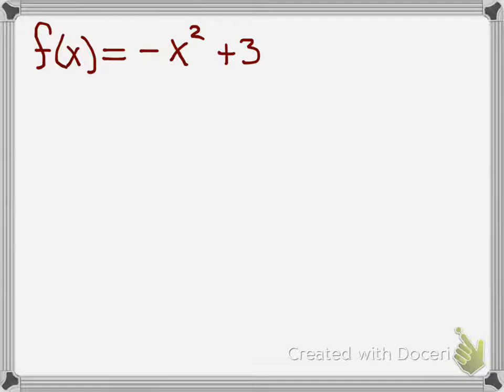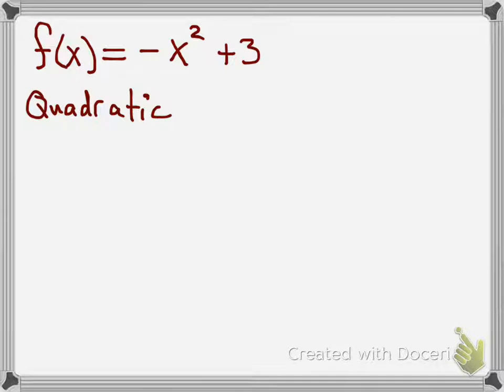Here is an example of a parent function that has gone through some transformations. This does not mean like Dr. Jekyll and Mr. Hyde, it's just that it's gone through some transformations. First off, I would identify what family this belongs to. Obviously, because of the x squared, this belongs to the quadratic family. Hopefully you're already visualizing what this graph looks like: a U-shaped parabola. Then identify the different types of transformations that you see.